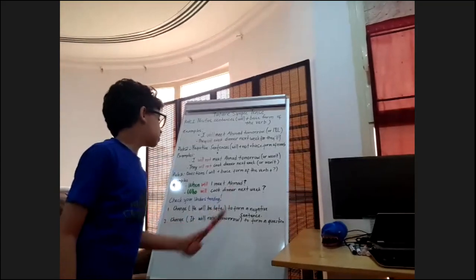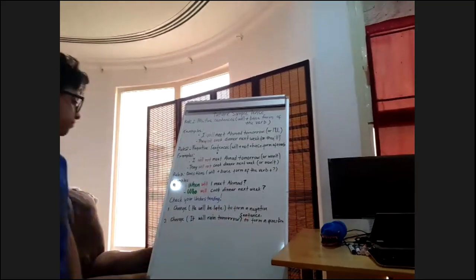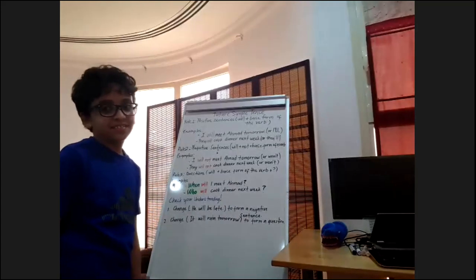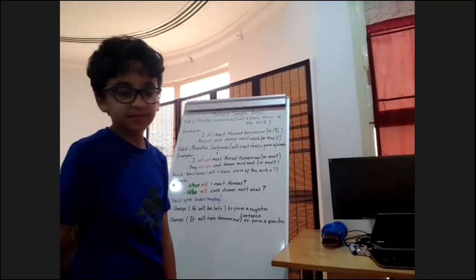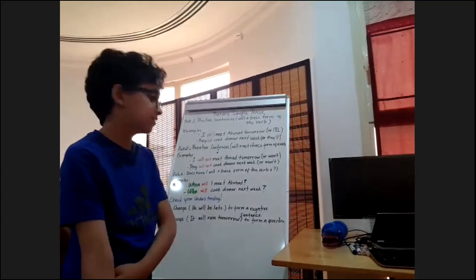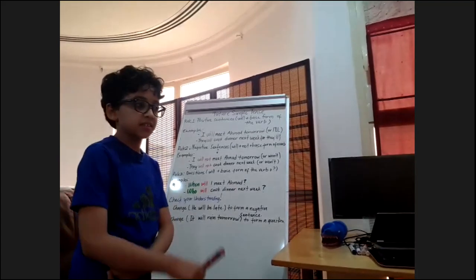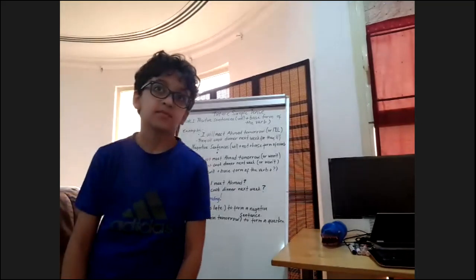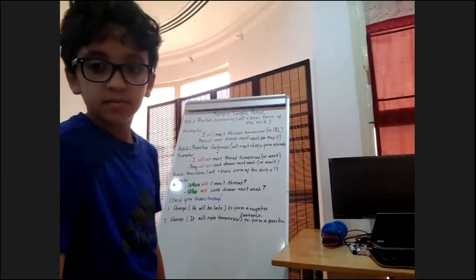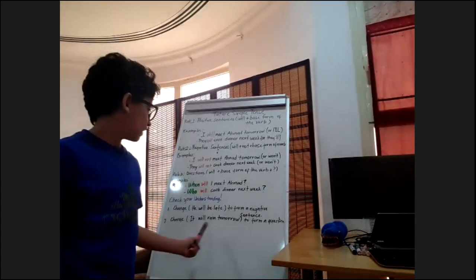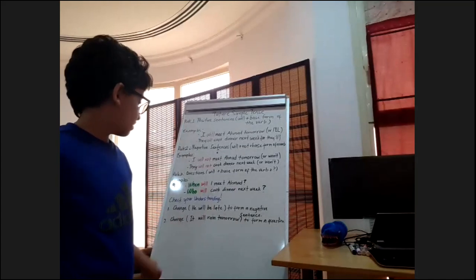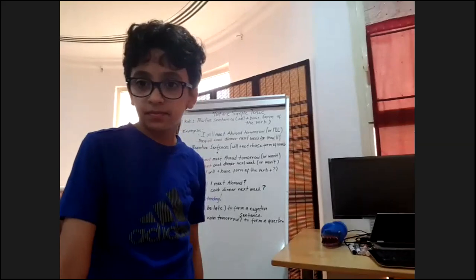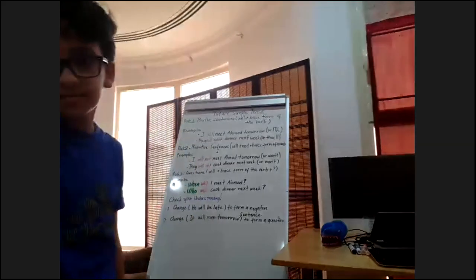Change, he will be late, to form a negative sentence. Choose one to answer, Sam. Okay, Osama, let's choose. Where is Osama? Mr. Osama, raise your hand. Yes, here is Osama. I unmuted you, Osama. You can choose another one for Mazen, or Abdurrahman. Okay, Mazen, I unmuted you.